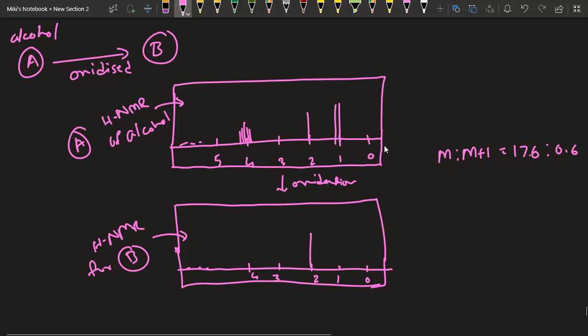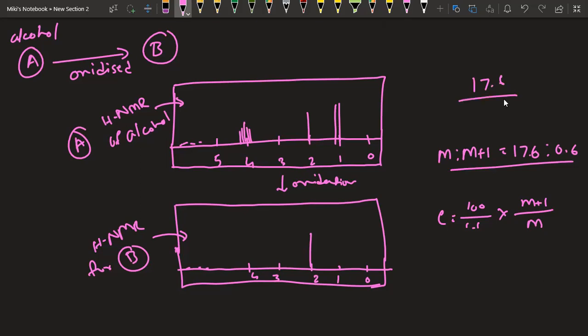Okay, so we'll be solving it now. Now let's see what information we have been given. From this information, finding the number of carbon atoms is very easy, so we'll be doing that first. The number of carbon atoms is 100 over 1.1 times M plus 1 over M, isn't it? Because we need to do M plus 1 over M, but they have given us the opposite way. So if we want to write in their pattern, it will be 17.6 over 0.6. This means M is 2, M plus 1 means 17.6 over 0.6. Who is towards the right? That is towards the denominator, and who is towards the left?